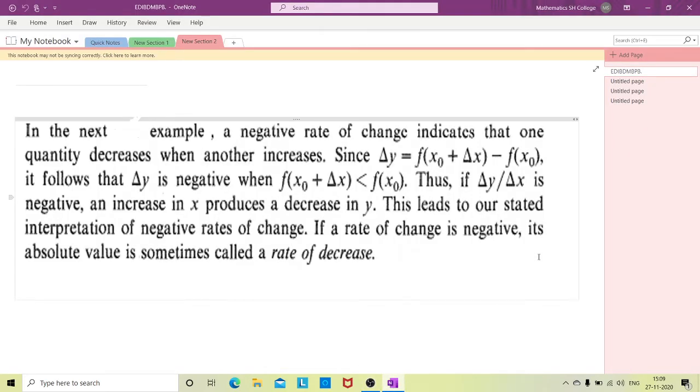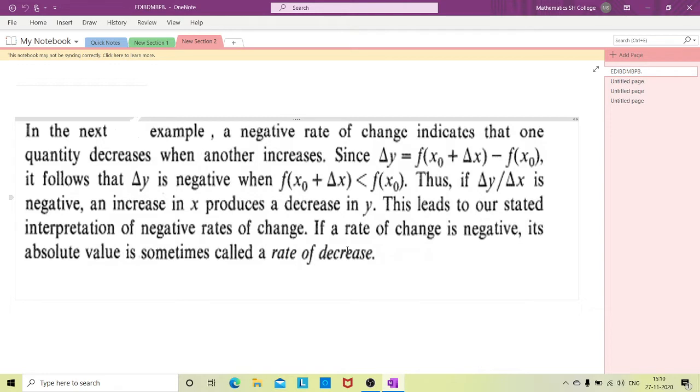Hello dear students. So in the last class we have seen how the derivative represents the rate of change, and we have also done some problems of average velocity and instantaneous rate of change. Now here we will see what happens if the rate of change is negative.